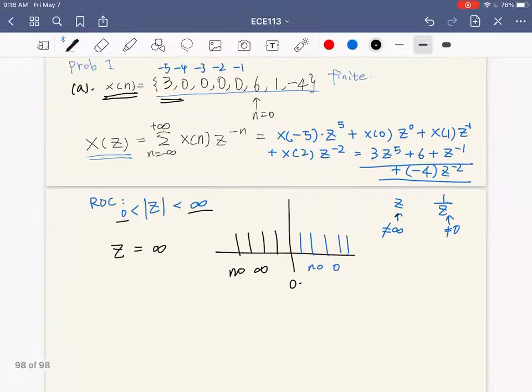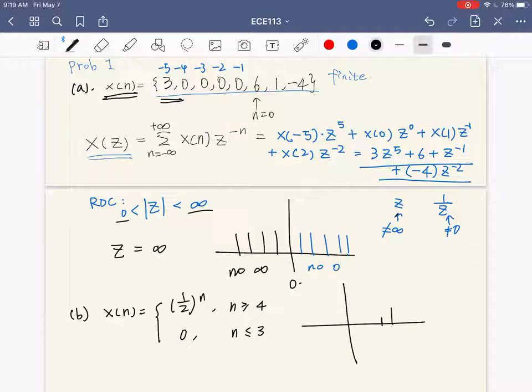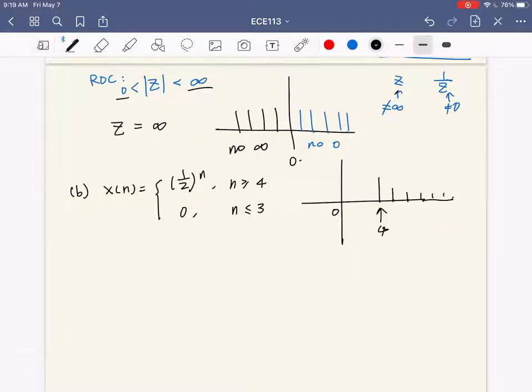Okay, and let's continue. The second x of n is not a list of values. It has an expression. Let's say it's 1/2 to the n when n is bigger than or equal to 4, and it is 0 when n is smaller than or equal to 3. This signal looks like this, and this is 4. So this time it is causal. We know that it is only non-zero when n is equal to or bigger than 4.